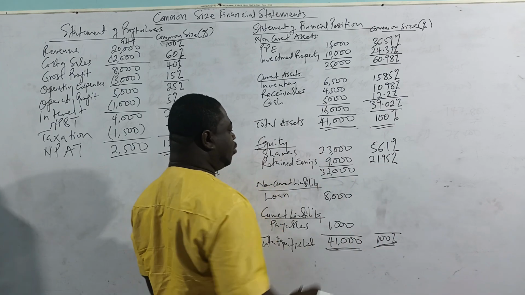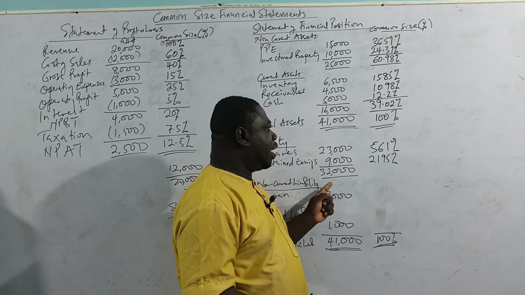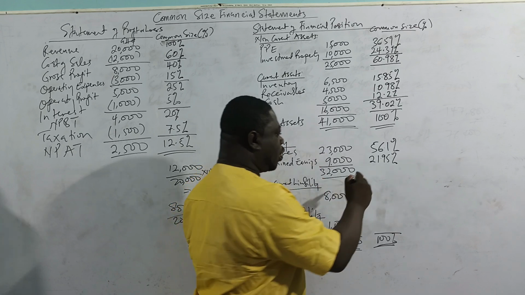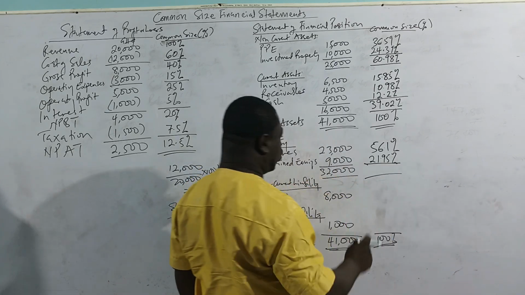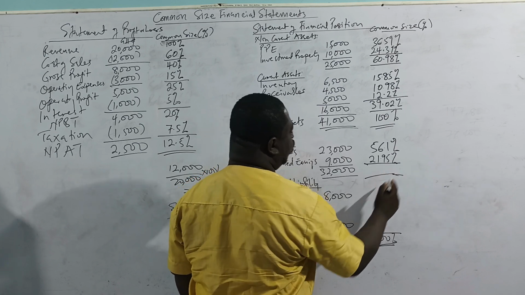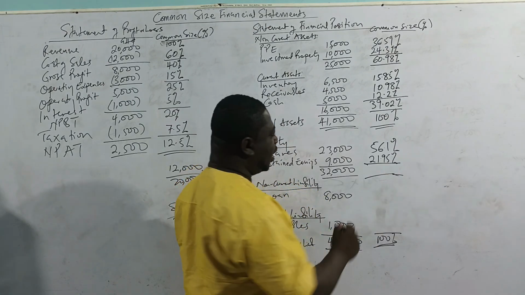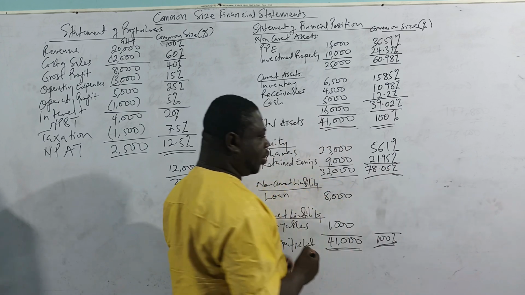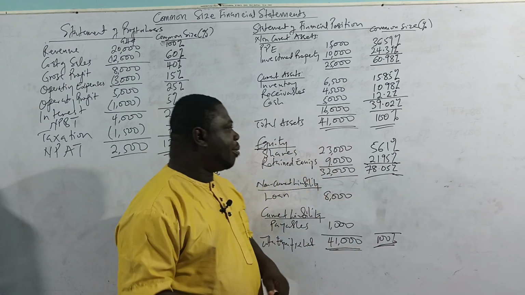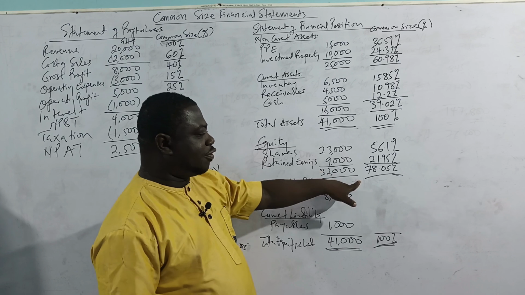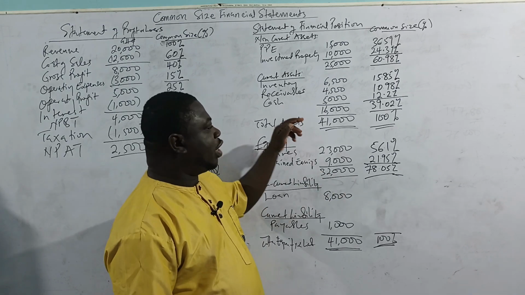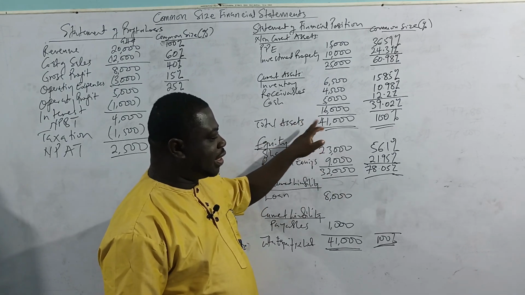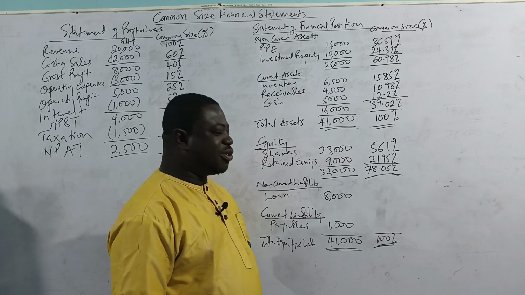Then we come to 32,000. 32,000 over the same 41,000. So I can rule my line to show total equity. Okay, so total equity will be 78.05% of total assets. So this is good. I mean, the total assets are financed from 78% of equity. Or let me say 78% of total assets are financed by equity, which is not bad at all.